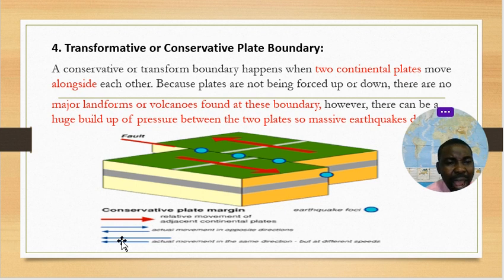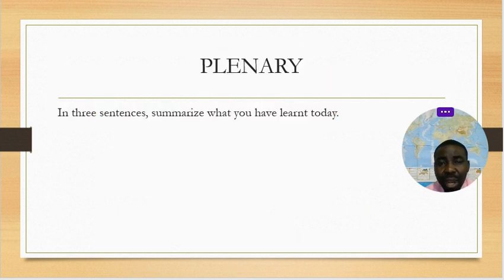Before I end the class, I want to hear from you. Can you tell me any three things you've learned from the class? Any three things? Oh, very good. You have learned that broken pieces of the earth crust are known as tectonic plates. Very good. You have learned that the boundary between two plates are called plate boundary. Very good. You've learned that the three types of plate boundary are constructive, destructive, and transformative. Very good of you.